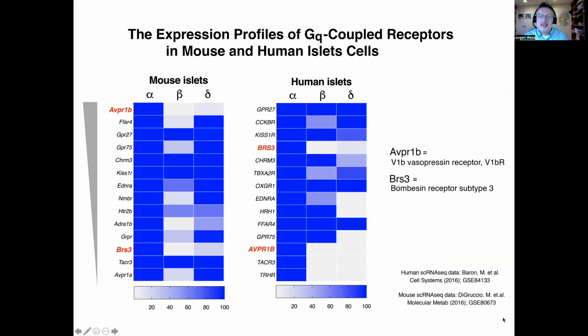So we analyzed published RNA-seq data, and we identified two receptors, the one highlighted in red, the V1b vasopressin receptor, and the bombesin receptor subtype 3, shown here for the mouse, shown here for human islets, which are highly expressed in alpha cells, but are present at very low levels in beta and delta cells.